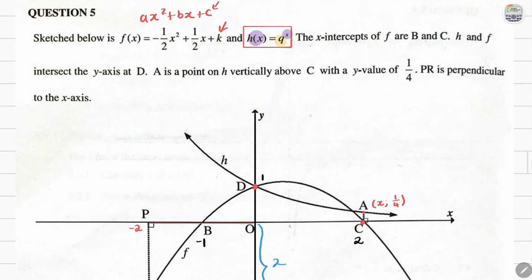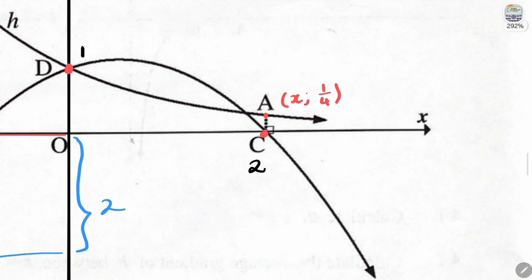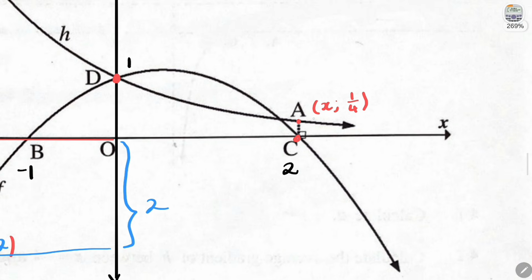So here's the thing about that. It's not going to be very helpful, because if you say the y value is 1 and the x value is 0, well, you just get 1 equals 1. So it doesn't help you find q. Okay, so look at what we can use. We can use this point A.